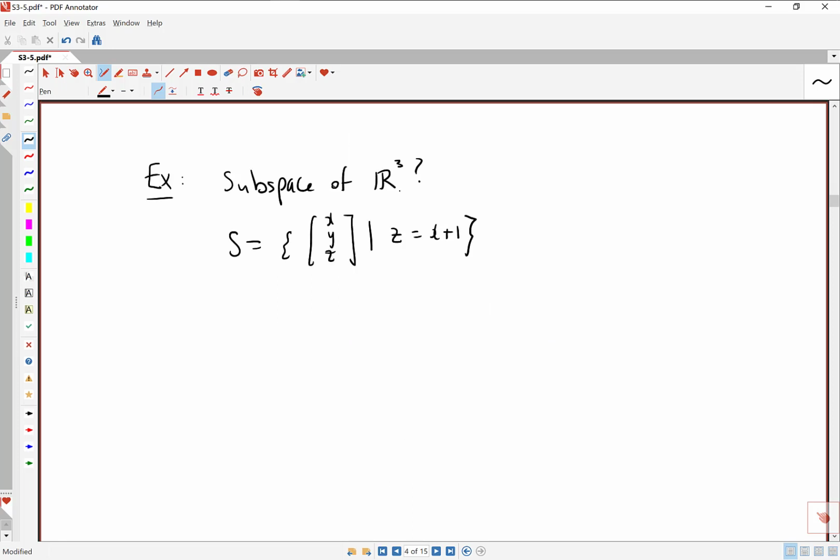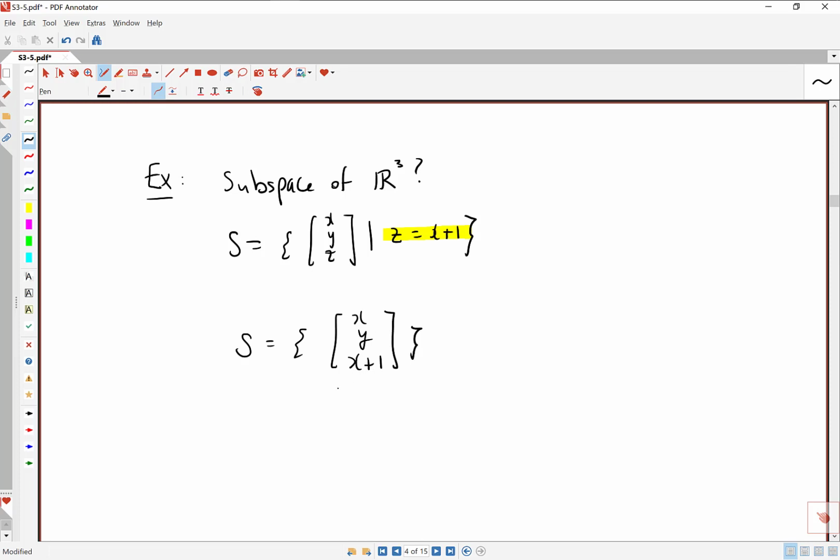So we want to decide whether the following is a subspace of R3, and the set that we're given is a set of vectors x, y, z, such that z equals x plus 1. So let's try our strategy of solving for one of our variables. In fact, that's already done for us, and just replacing that variable in the description of the vector. So instead of saying set of vectors x, y, z, we'll just say set of vectors x, y, x plus 1, so that we've built that restriction right into our vector.